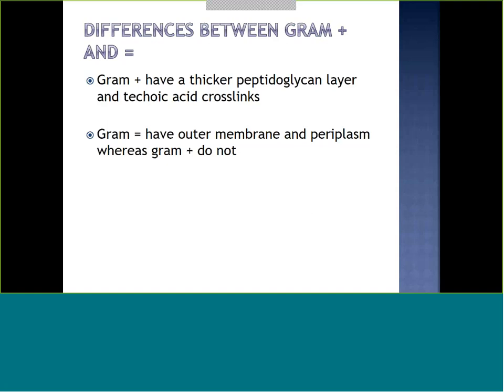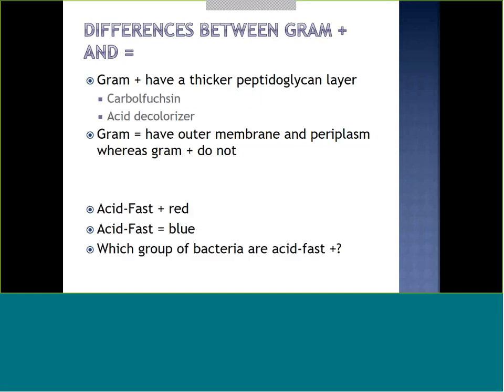Whereas gram-negatives have a thinner peptidoglycan layer. They also have an outer membrane and stuff, but they have a much thinner peptidoglycan layer, so they easily have that crystal violet wash out upon decolorization. And then when you do the safranin, they'll keep that red safranin color instead.